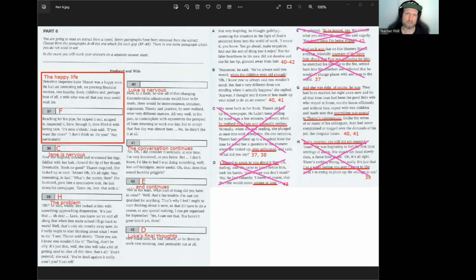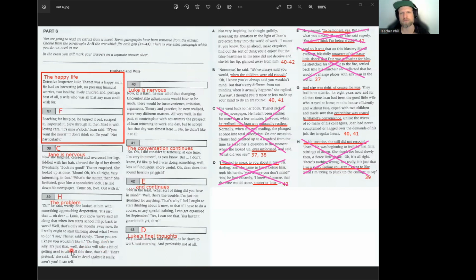So let's see what we need to do here. So gap 40. Let's have a look. In gap 40, here Joan says at the end of the paragraph, so she says what she wants to do, and she says, "I knew you wouldn't like it." He says, "Don't be silly, the idea, la la la."